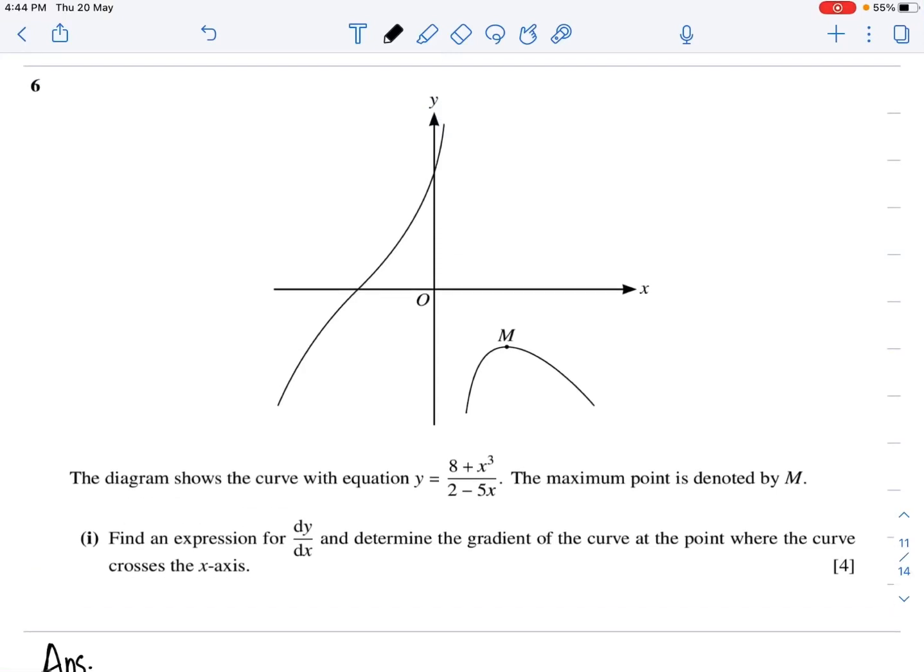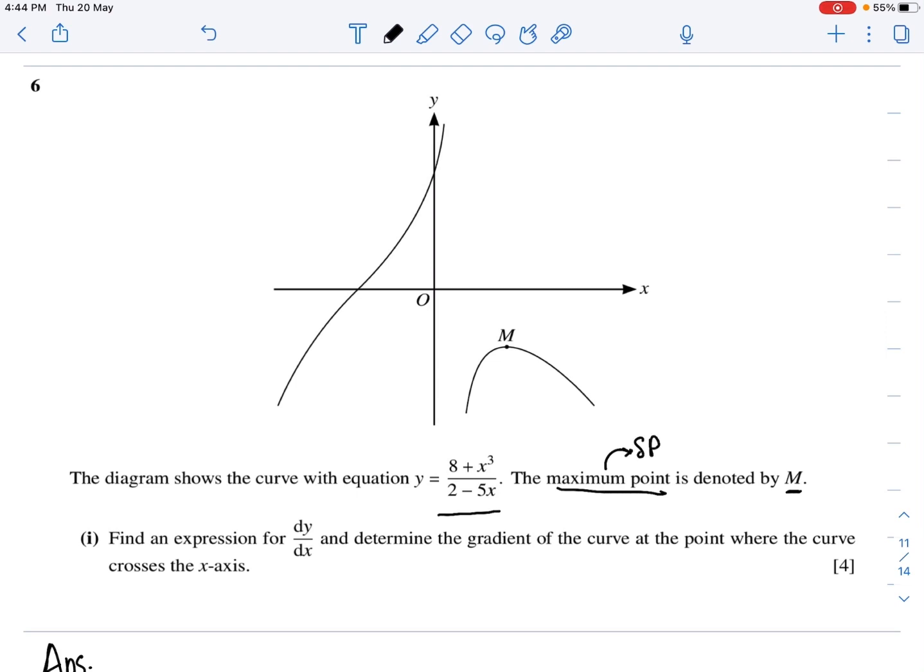This is the sixth question of the paper. As you can see, the diagram shows the curve y equals (8 plus x cubed) over (2 minus 5x). Now the maximum point is denoted by M. This is the maximum point, which also shows that this is the stationary point.